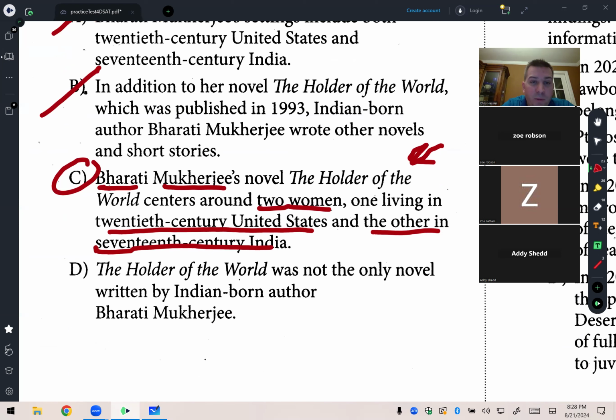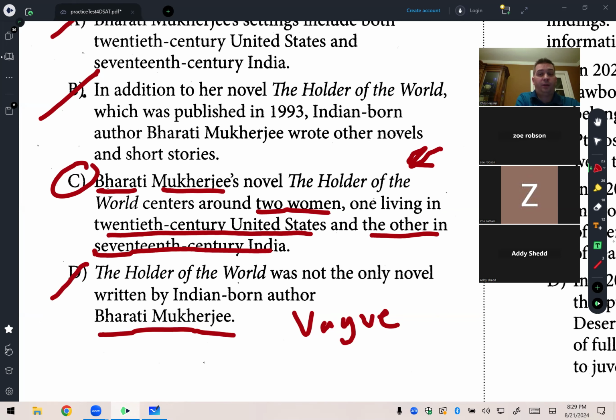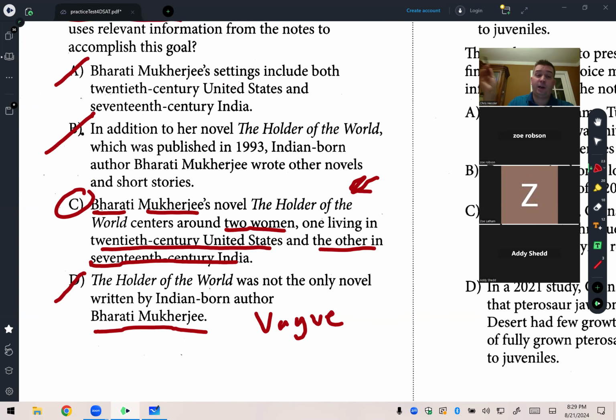D, how vague can we possibly get? Pretty vague. The Holder of the World was not the only novel written by Indian-born author, Bharati Mukherjee. Okay, so I guess that's factually true. Tells me nothing about this novel. I don't even learn about the two characters that are in it. But it's not the only novel this person has written.